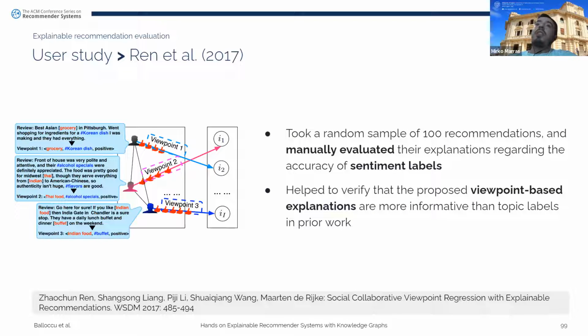Besides large-scale online workers, we may also conduct user studies with relatively small-scale volunteers, paid subjects, or manually labeling the explanations. In this sense, Ren et al. took a random sample of 100 recommendations and manually evaluated their explanations regarding the accuracy of sentiment labels, which helped to verify that the proposed viewpoint-based explanations are more informative than topic labels in prior work in their specific study.